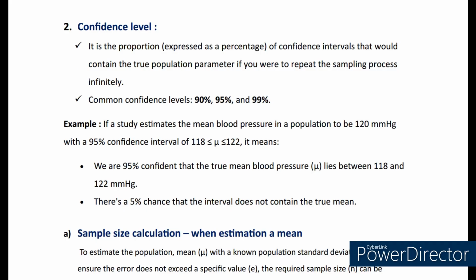A simple example to understand this: if a study estimates the mean blood pressure in a population to be 120 mm of Hg with a 95% confidence interval of 118 less than or equal to mean less than or equal to 122. So what does it mean? In this case, the lower limit is 118 and the upper limit is 122. So we are 95% confident that the true mean blood pressure lies between 118 and 122 mm of Hg. So there is a 5% chance that the interval does not contain the true mean. So we can interpret in two ways.